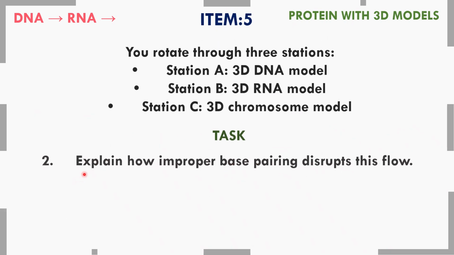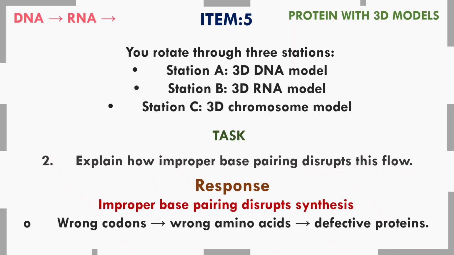2. Explain how improper base pairing disrupts this flow. Improper base pairing disrupts synthesis. Wrong codons will result in wrong amino acids, which will result in defective proteins.